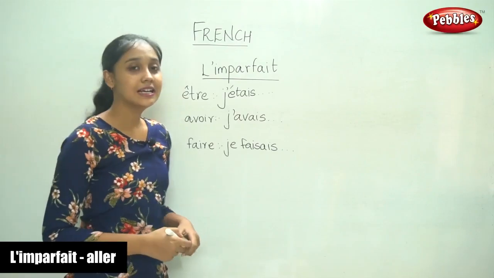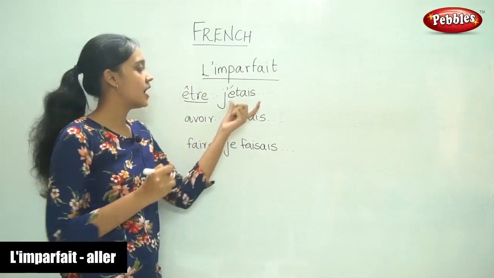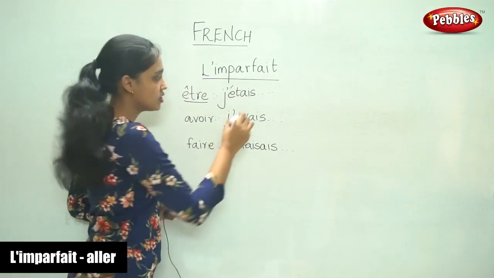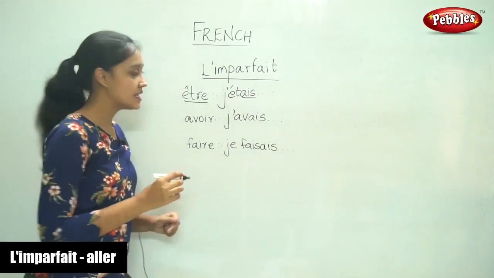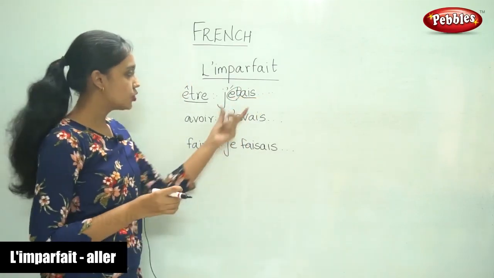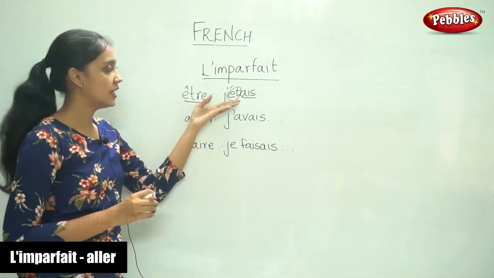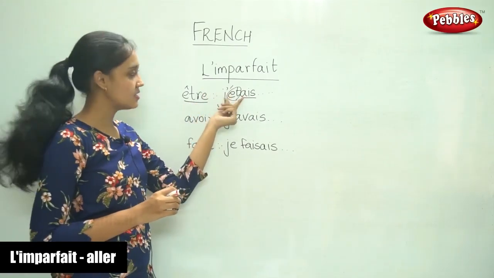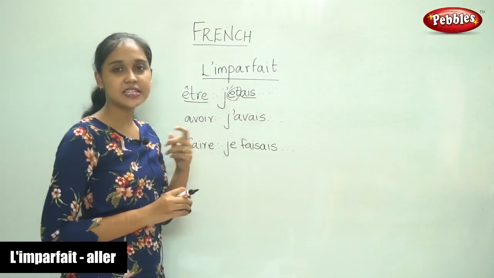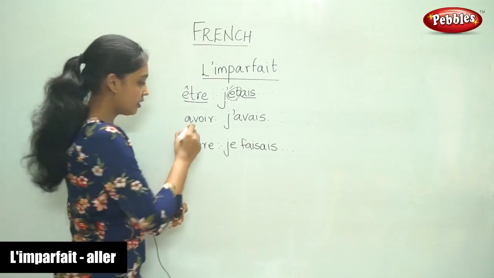So now let us take the verb être. For être, this is how the imparfait is. So the ending is ais and it begins with ét. So this is the exception I was telling you about. Être takes ét as the beginning and the endings are the same imparfait endings.